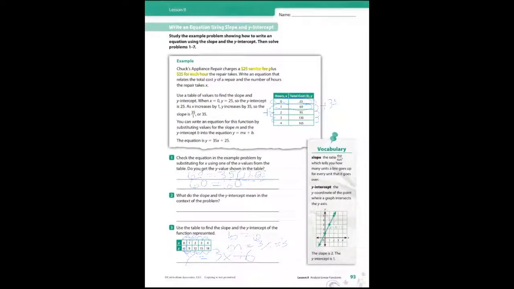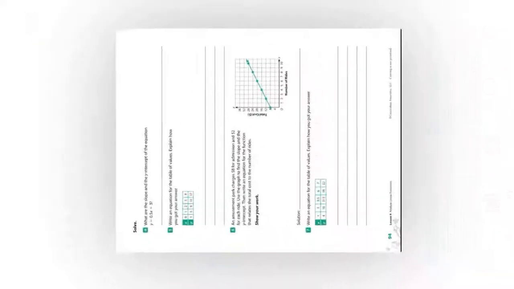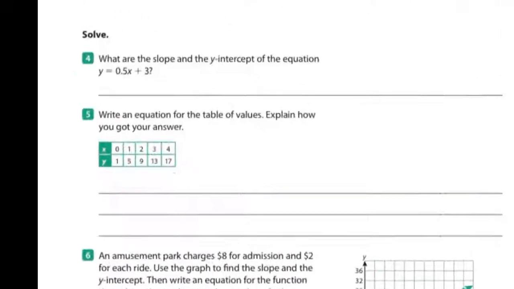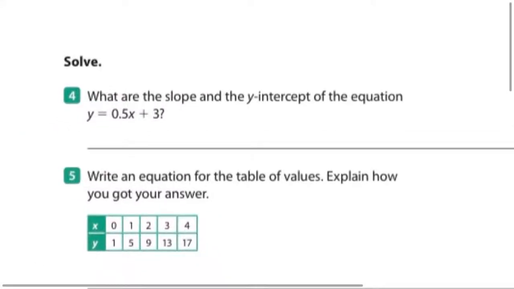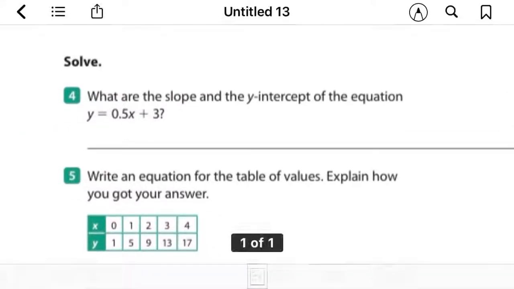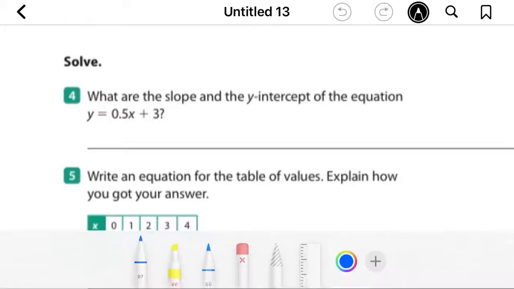Let's take a look at problem number 4 now on the next page. They ask, what are the slope and y-intercept of this equation? Well, it's just the opposite of what we just did on the other one. You took a situation and found the slope and y-intercept. Now we have an equation.